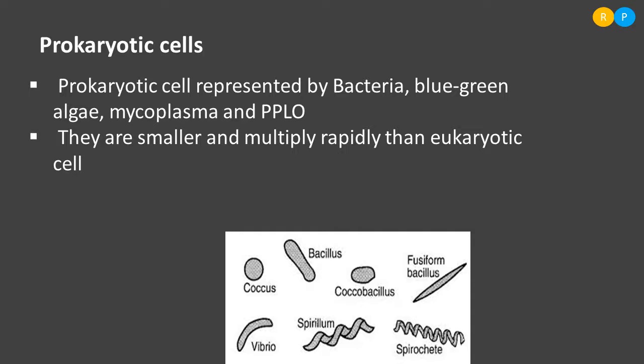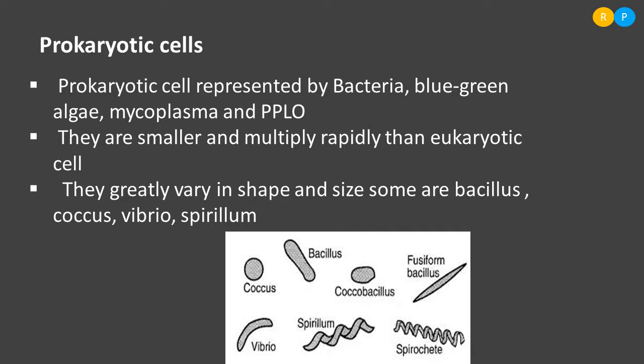And if you see some activities like cell division taking place in the prokaryotic cell, that is very rapid. That means the cell division takes place quickly in the prokaryotic cell compared to eukaryotes. When the cell is primitive, most of the activities taking place in that cell are more rapid compared to the advanced cell like the eukaryotic cell. So the prokaryotic cell is smaller in size and multiplies more rapidly than the eukaryotic cell.